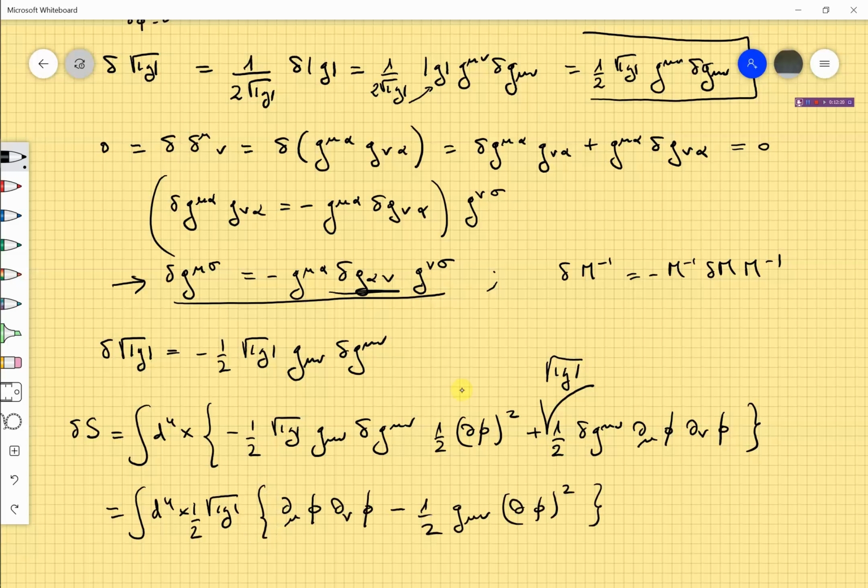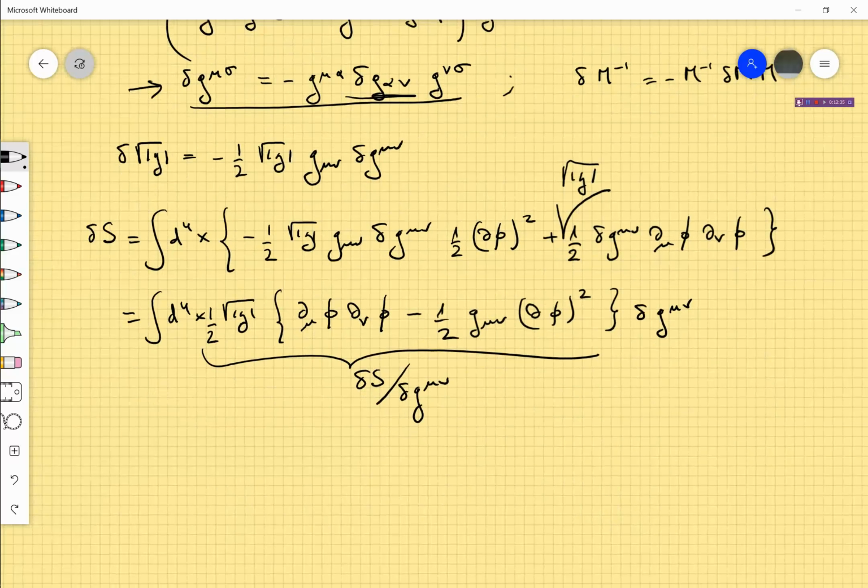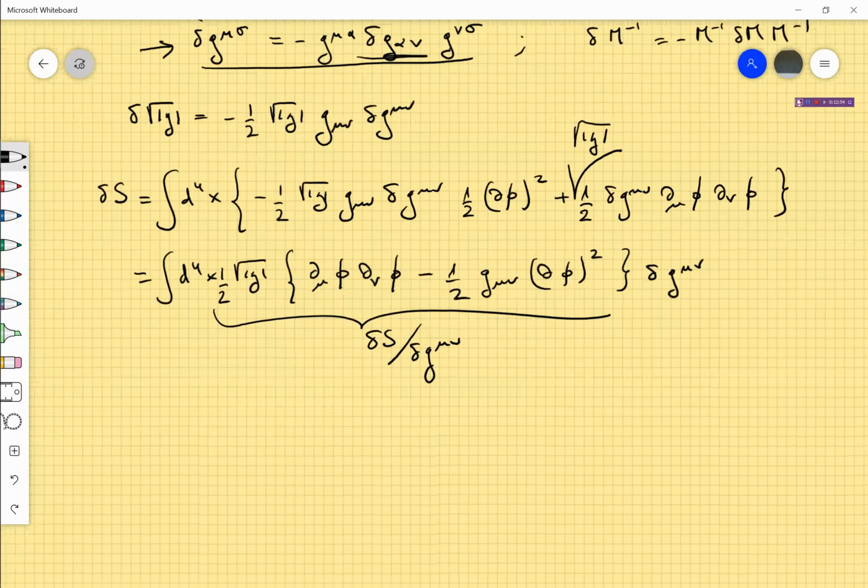Okay, and this multiplied by delta g mu nu. By definition, this whole thing is the variation of S with respect to g mu nu with indices up. Now you have to remember that when g mu nu was eta mu nu, this expression was minus the canonical energy momentum tensor, the energy of the scalar field, the one that we obtained as the conserved current associated to translations and so on.